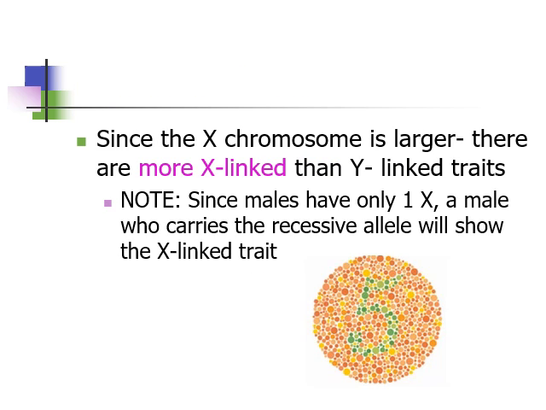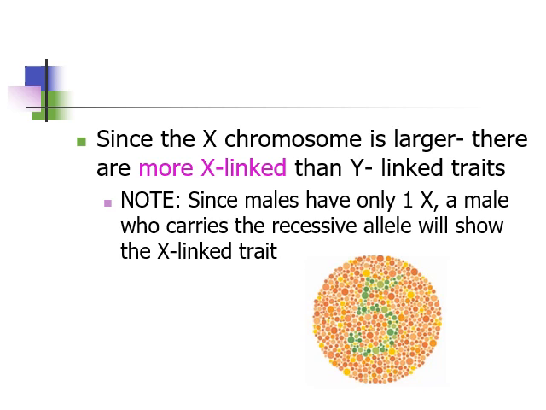Now, we've seen in pictures that the X chromosome is much larger than the Y chromosome. Since this is the case, there are going to be more X-linked traits than Y-linked traits. The X chromosome just contains more information, so it has more genes on it that are specific to the X chromosome than the Y chromosome has on it.